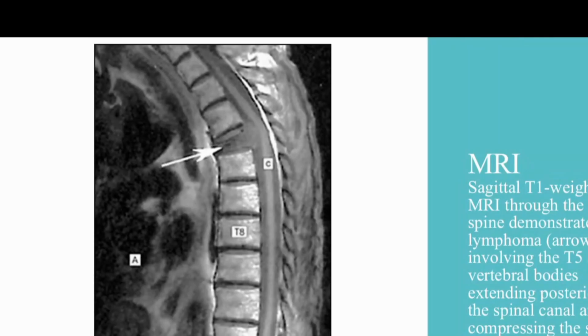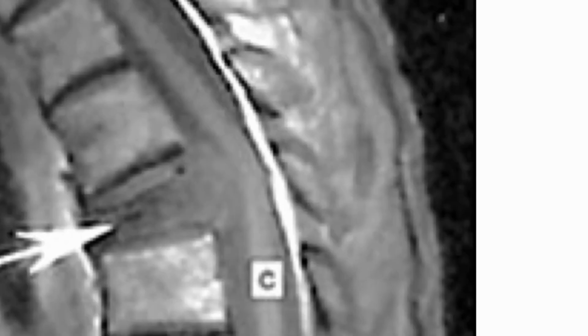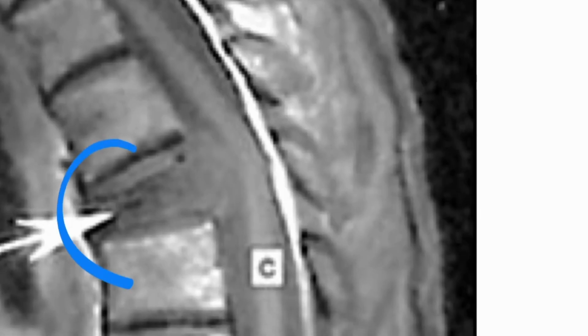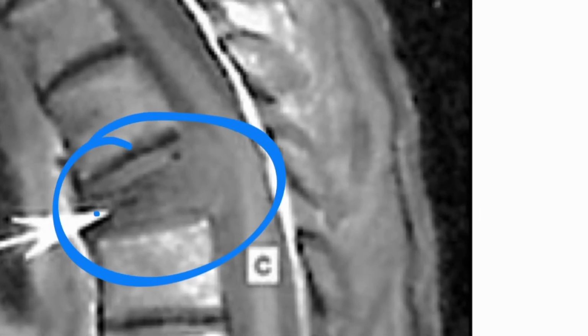So here's an MRI, and you can see right here, it's pushing on that spinal cord. So you have some compression right there, and you have another compression down here, and you can actually see that pushing on that spinal cord with these tumors.